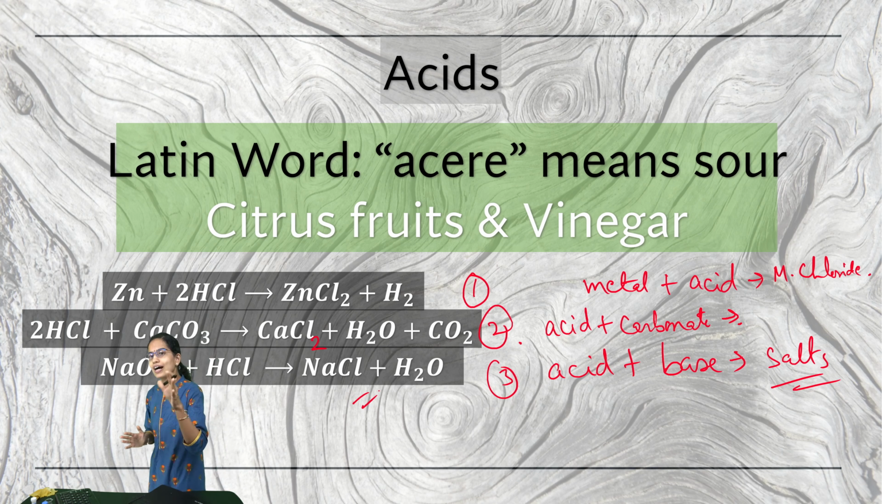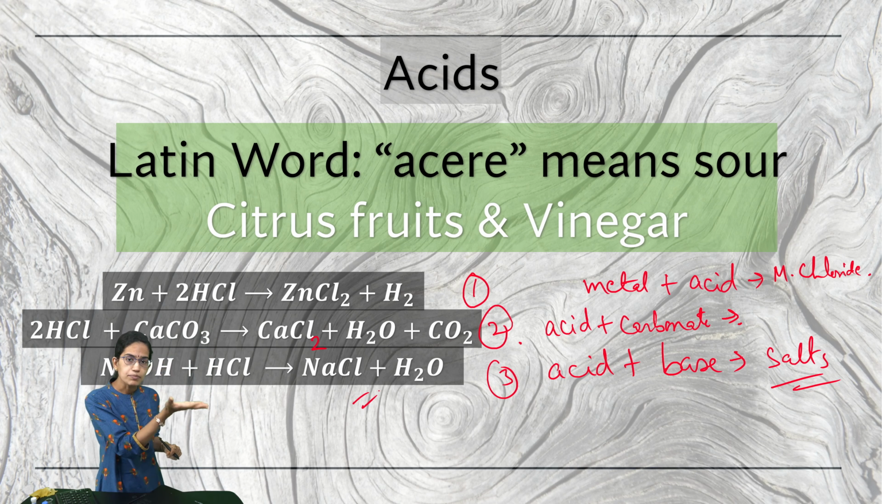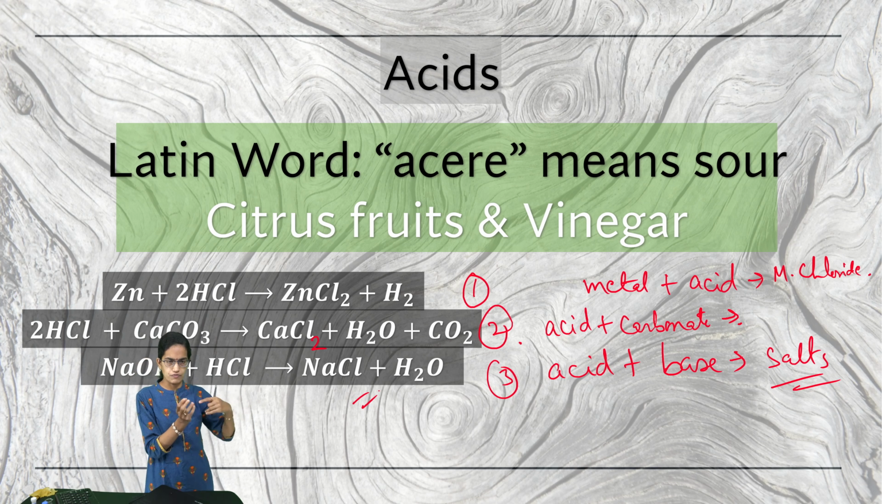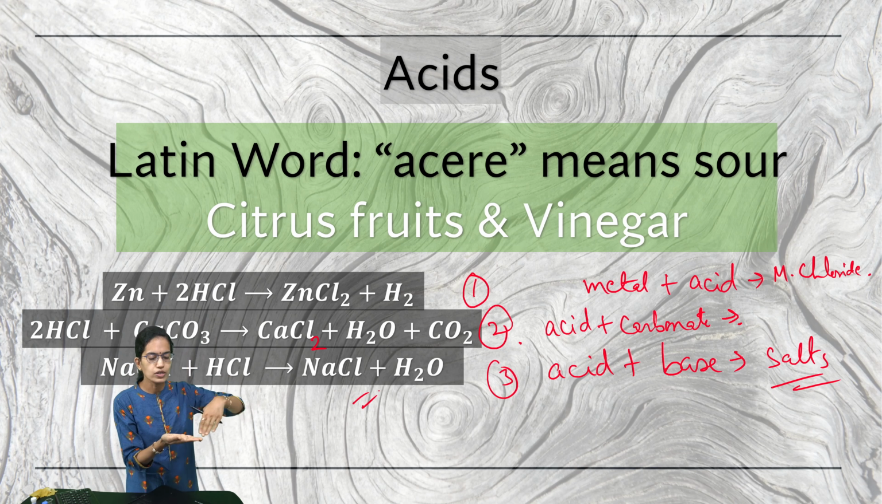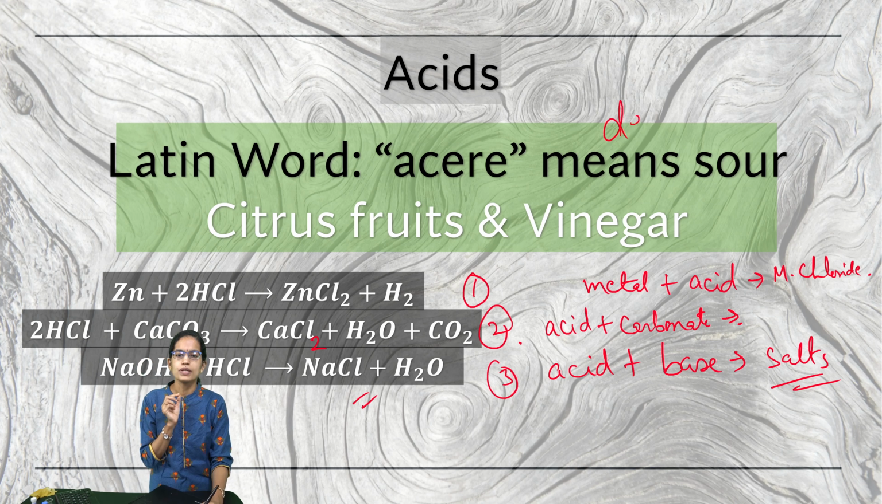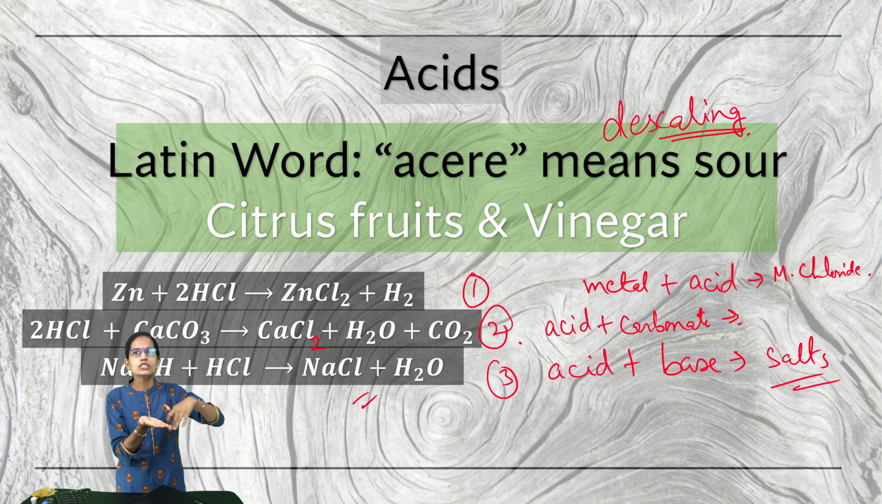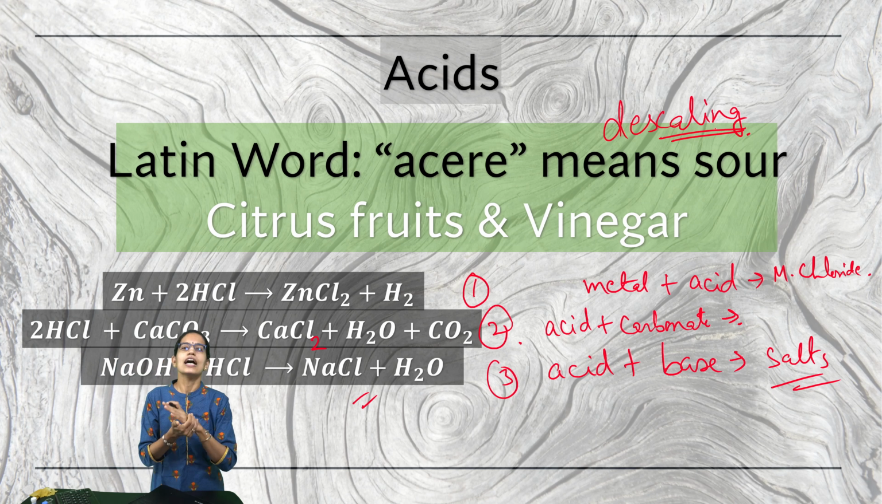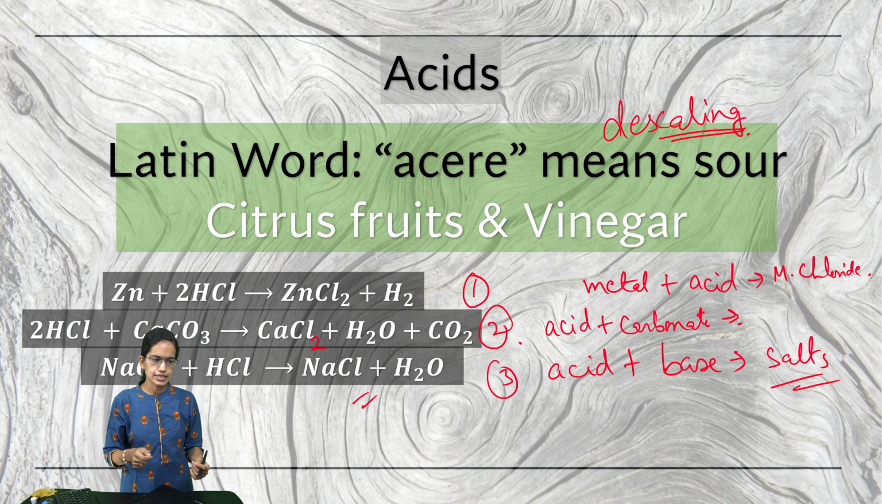Let's talk about another good example. You might have seen sometimes utensils have deposits on the surface, and even gas burners have deposits towards the side. What is used? Acids are used for the purpose of descaling. Whatever salts are deposited, those salts are removed with the help of acid, and this process is known as descaling. Usually acid along with hot water is used to descale.